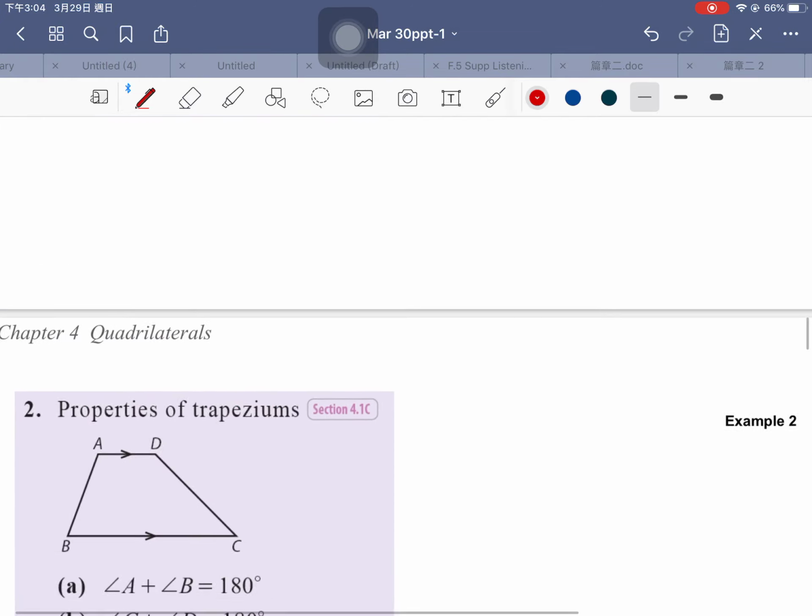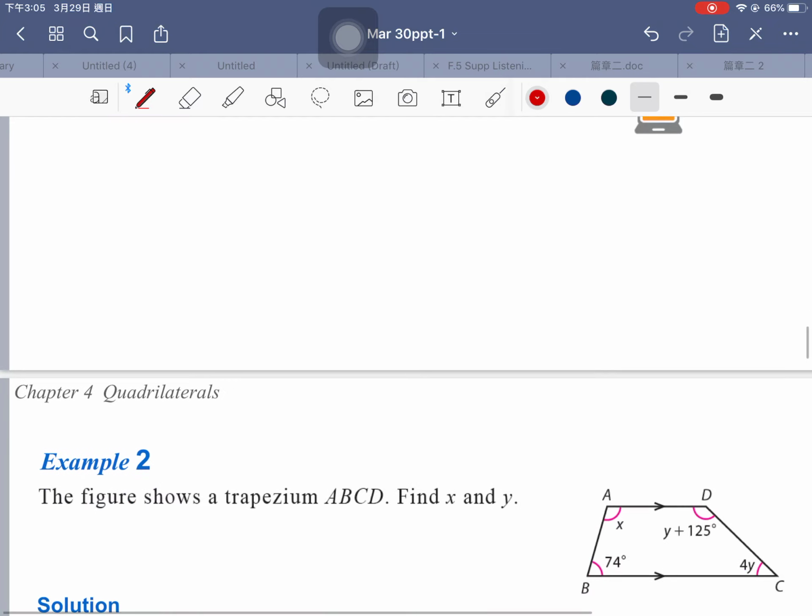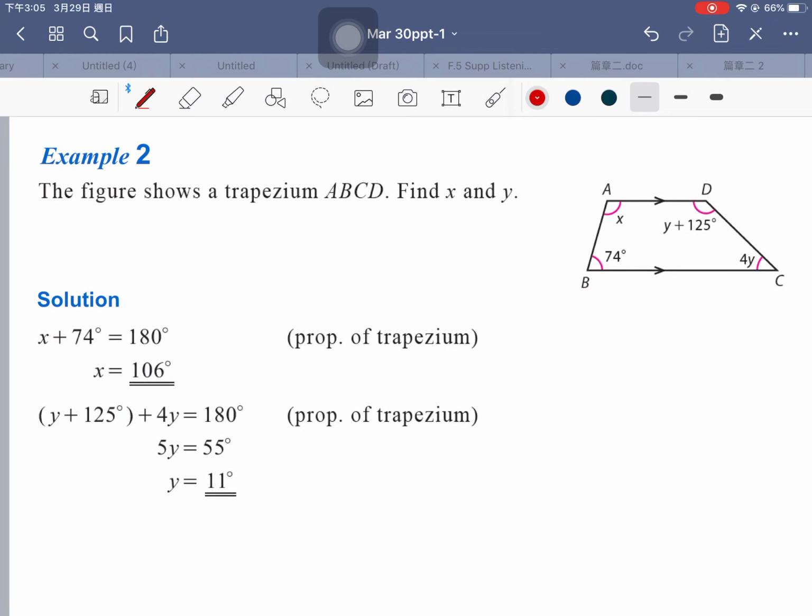And then trapezium. Trapezium is just like two opposite lines are parallel to each other. So you have, this is actually interior angles. Interior angles, AD parallels BC. We can also call it property of trapezium. For example, if you are going to find x and y, you know that these two angles adding up together is 180 degrees, property of trapezium. Therefore, you find out x. Once you find out x, these two angles adding up together is 180 degrees again, property of trapezium.